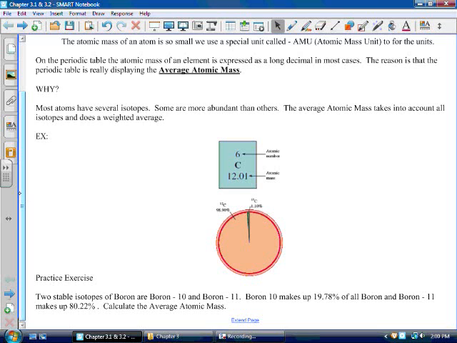Now, how we arrive at that average is very simple. We look at the fact that carbon consists of 2 main isotopes. Carbon-12 makes up 98.90% of all carbon, and carbon-13 makes up about 1.10% of the rest. So we simply take the average of those 2. We take 0.9890, which is the percentage expressed as a decimal, times 12, plus 0.0110, the percentage of carbon-13 expressed as a decimal, times 13, and we add it up and we get an average of about 12.01.